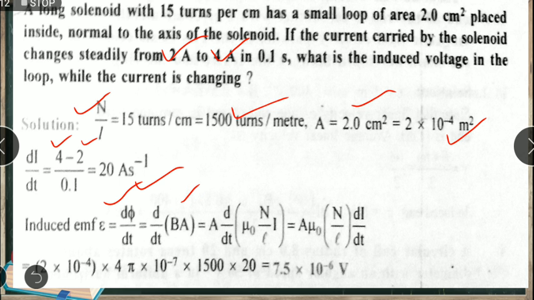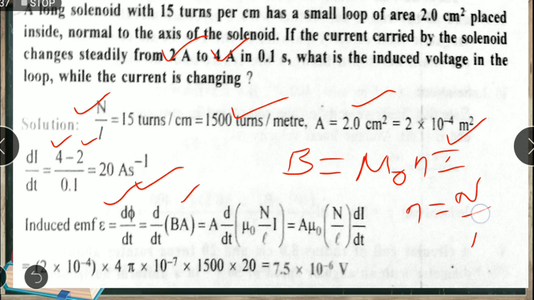We know that the magnetic field of the solenoid is B equals mu naught n I, where n is the number of turns per unit length. If I substitute n equal to N by L, isn't it the same formula? In the place of B, they are substituted: B is equal to mu naught N by L into I.